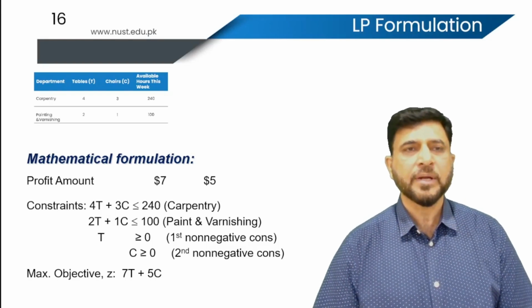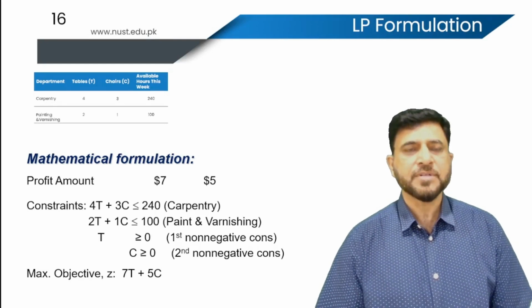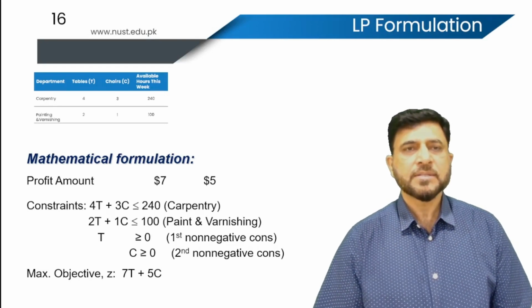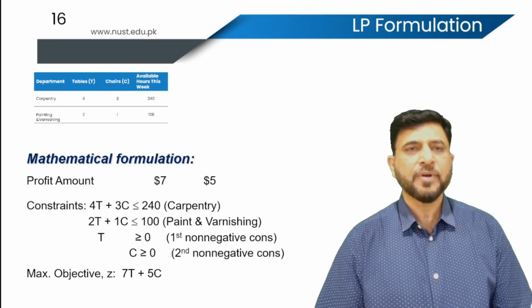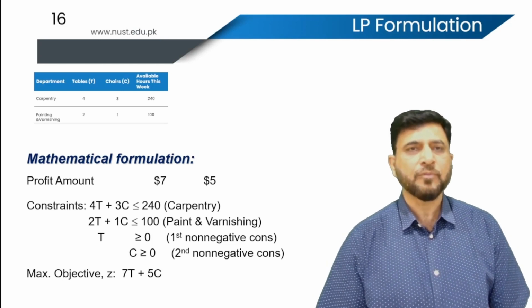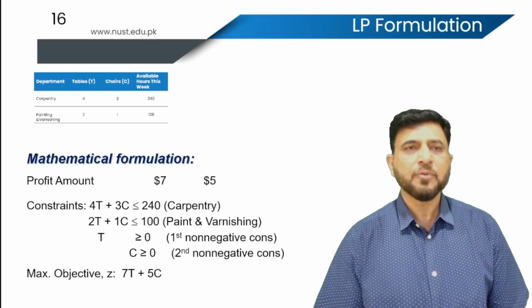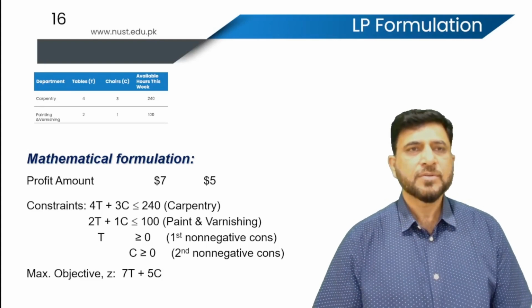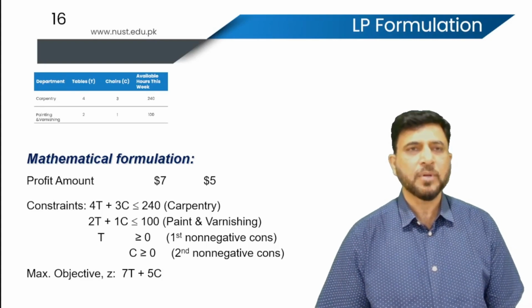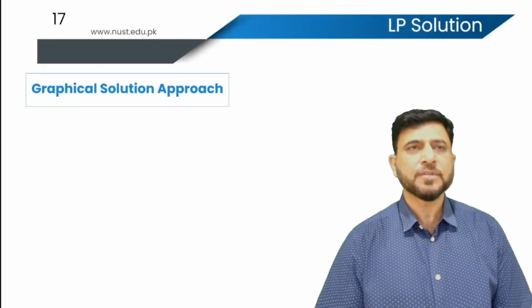They cannot be negative. And what is our objective function? It is 7 times T, as the profit of a table is 7 and the profit of a chair is 5. It is 7T plus 5C. We have to maximize this profit. So this is the LP problem. Now, how can we solve this problem?